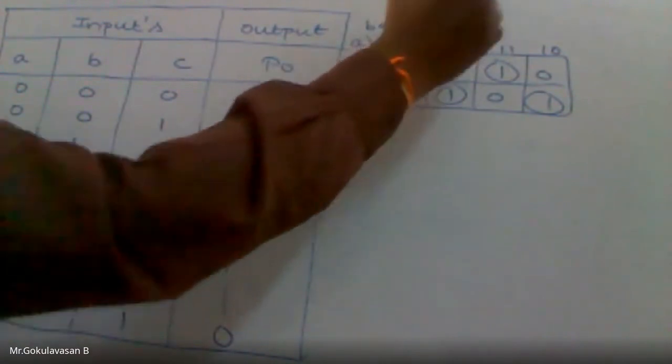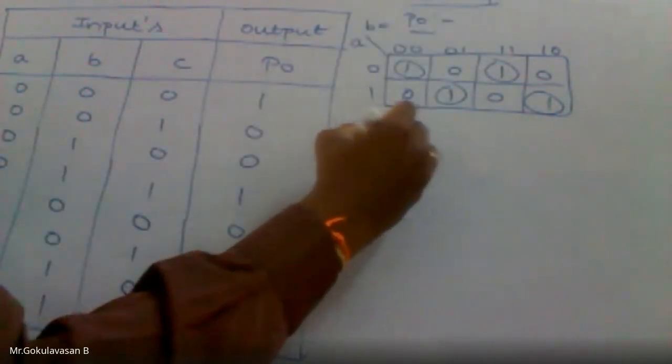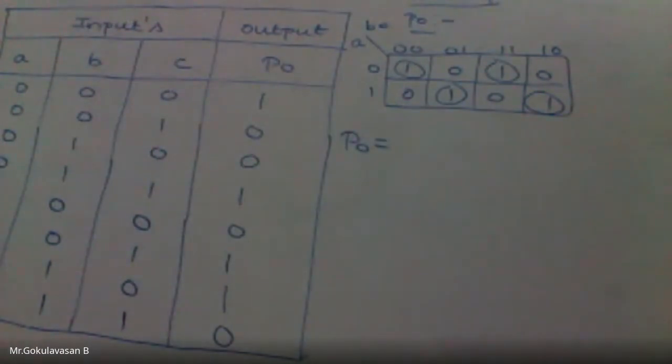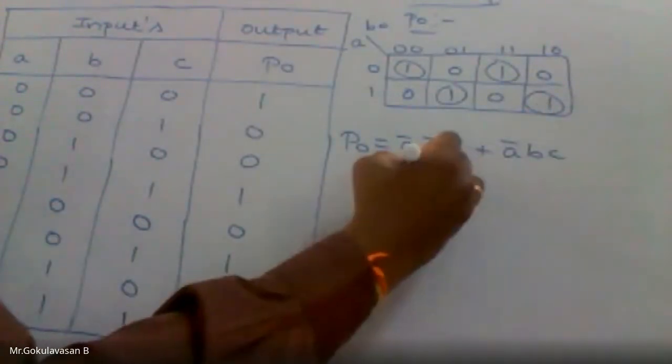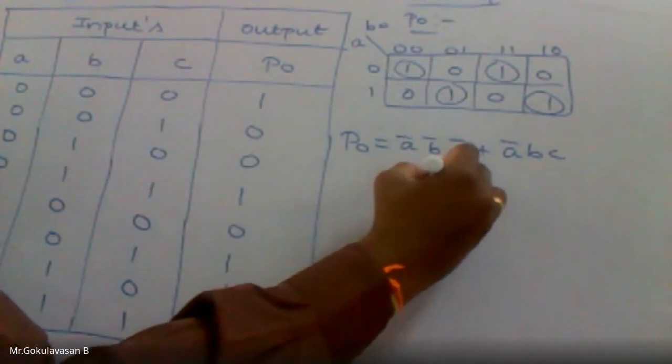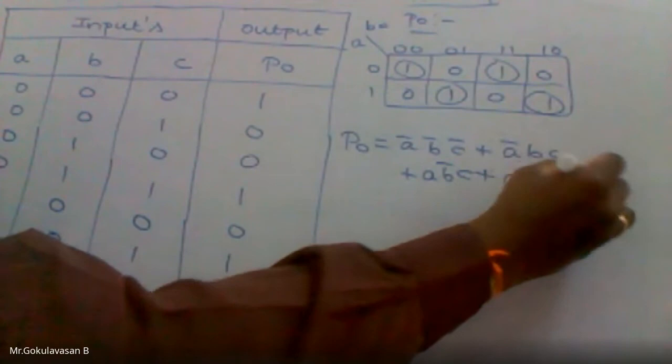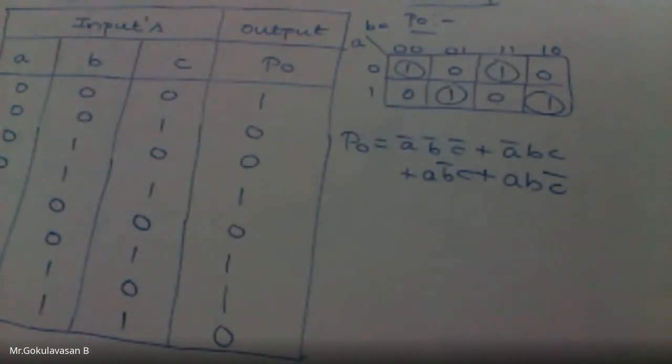Okay, what will be the expression now? So this is actually I'm writing it for P naught. What is the expression for P naught? Can anyone tell? If I take this particular one, what will happen? It will become A bar, B bar, C bar. If I take this one, it will become A bar, B, C. Plus if I take this one, A, B bar, C. And if I take the last one, it becomes A, B, C bar. Am I right? Right or not?